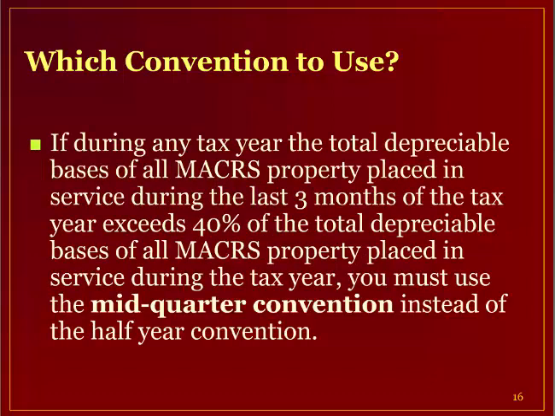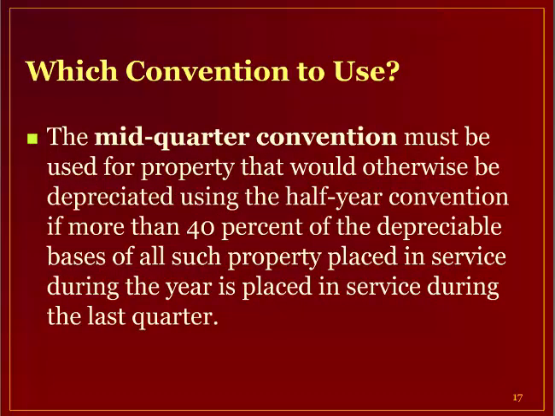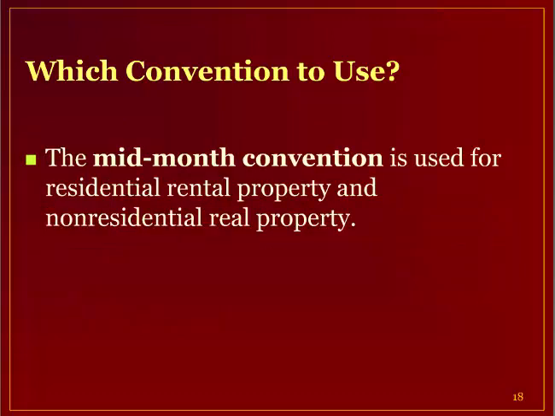But if during any tax year the total depreciable bases of all MACRS property placed in service during the last 3 months of the tax year exceeds 40% of the total depreciable bases of all MACRS property placed in service during the tax year, then you're going to have to use the mid-quarter convention instead of the half-year convention. And, of course, this is set up to keep taxpayers from buying all their equipment at the end of the year and getting a half a year's credit for it rather than the last month or so. The mid-quarter convention must be used. So the mid-month convention is used for residential rental property and non-residential real property. So we're going to always use the mid-month convention when we're talking about real property.